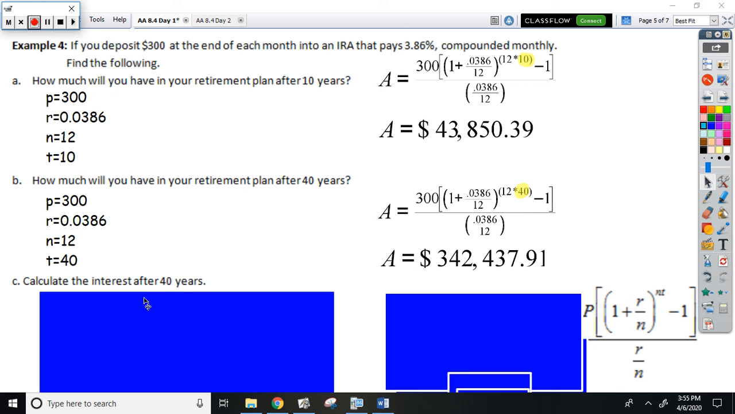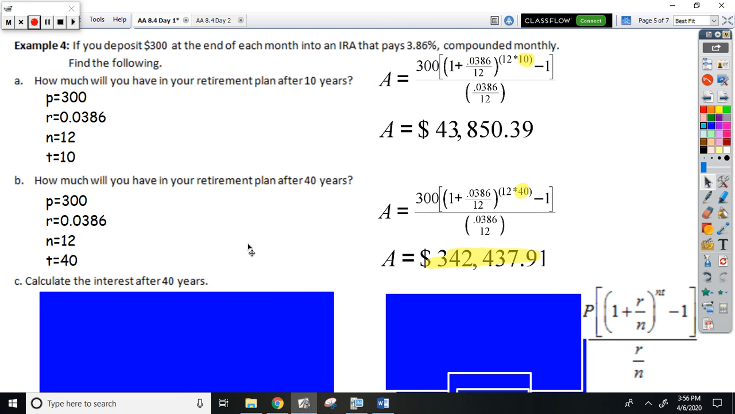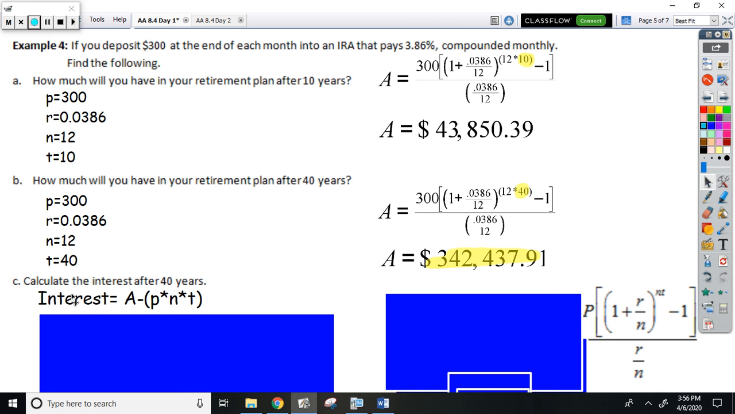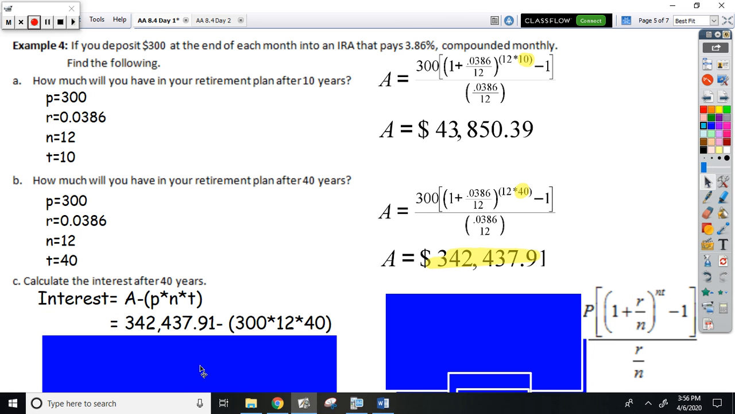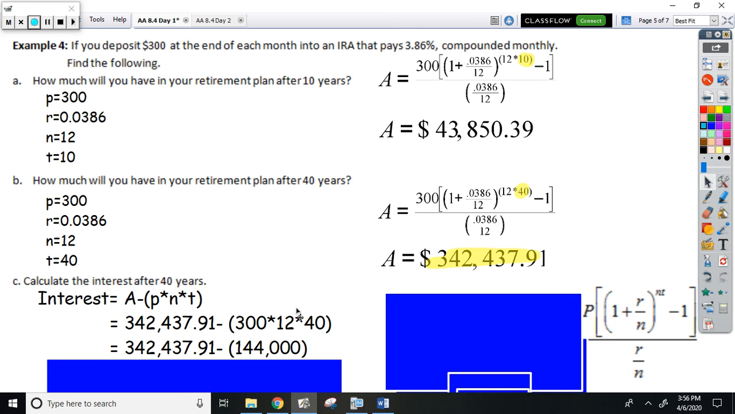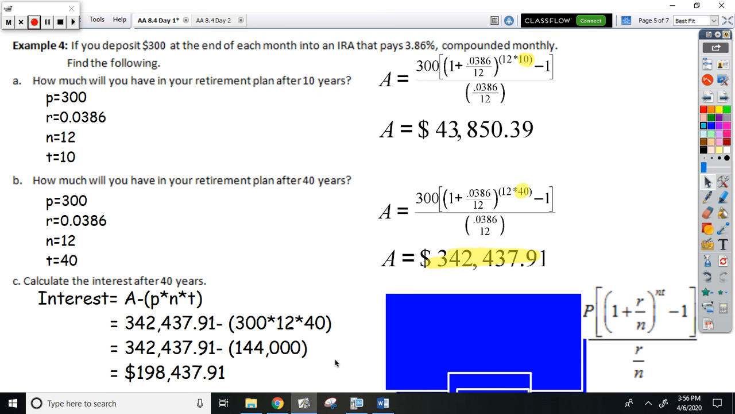And then our last part is to calculate the interest over 40 years. So we're going to use the 40-year number as our A. And our P was 300, N was 12, and T was 40. Multiply all of those together to get 144,000 and subtract that to find our interest was 198,437.91. So you can see that time is the big difference. If you can save for retirement for a longer period of time, you will earn much more money in interest by doing so.